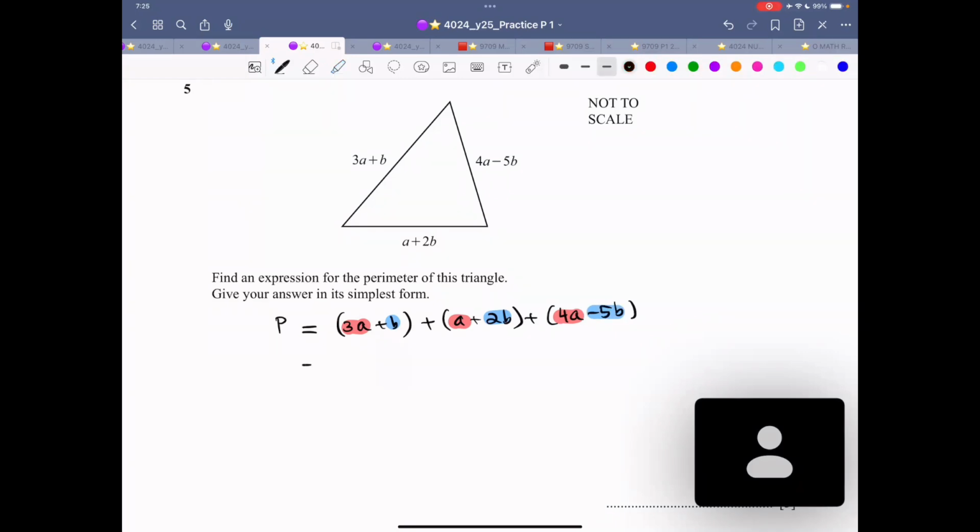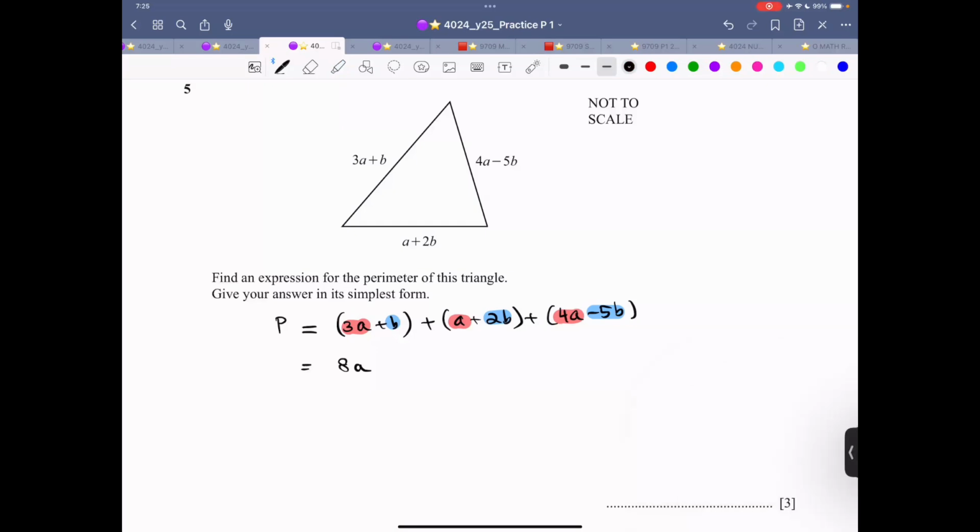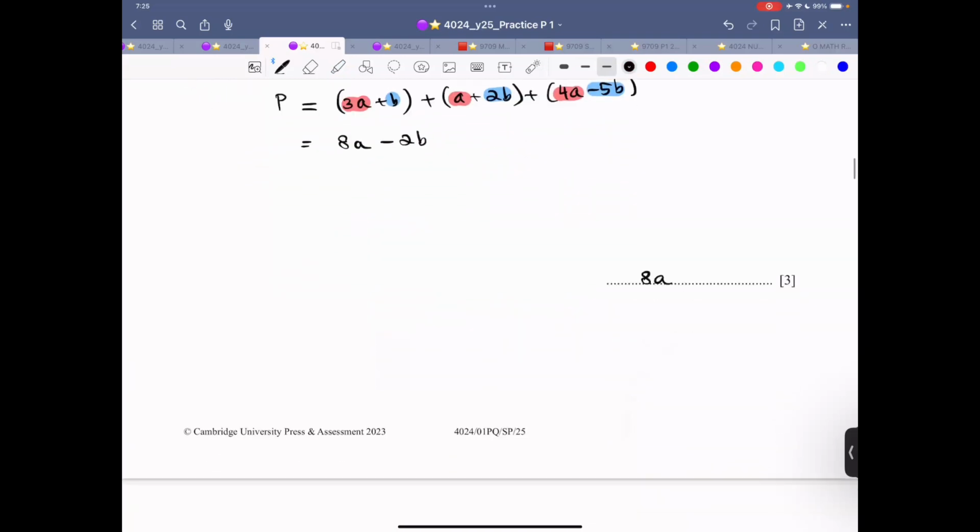So let's add it all up. 3a plus a, 4a plus 4a, 8a. And over here, b plus 2b is 3b. 3b minus 5b is negative 2b. Leave the answer as it is. 8a minus 2b.